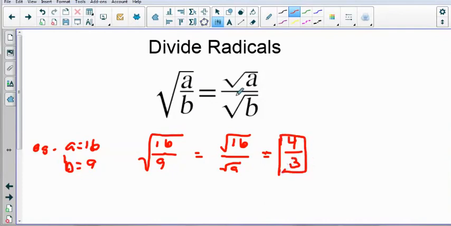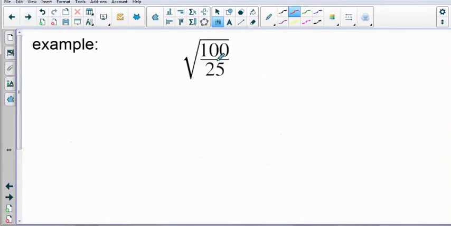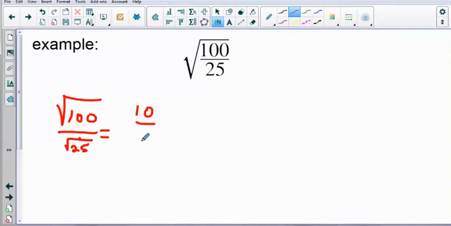But what you need to know is this right here. That's how you can go from here to here or from here to here, either way. And you'll need to do both as you do these types of problems. All right, here's another example. So we know that the square root of 100 over 25, well, that's the same thing as the square root of 100 over the square root of 25, and the square root of 100 is 10, and the square root of 25 is 5, and 10 divided by 5 is equal to 2.